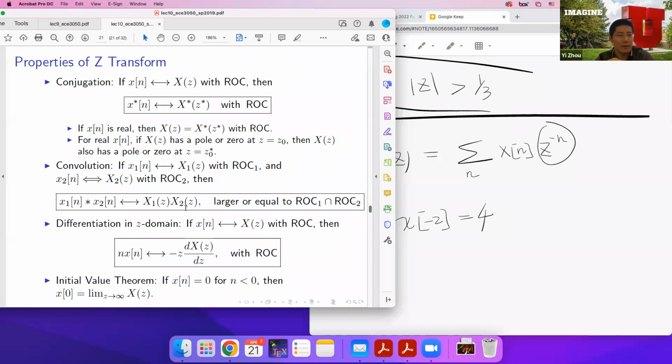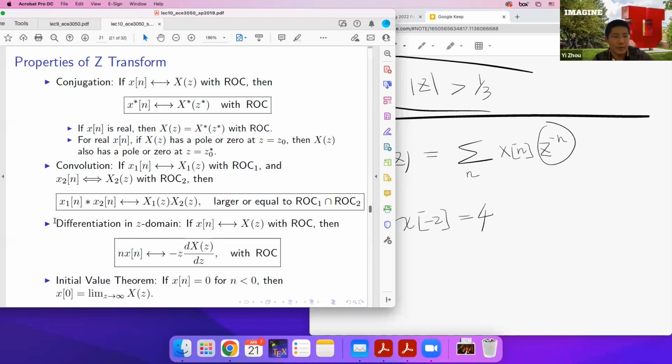And then this is the most important convolution property, right? Convolution in the discrete time domain becomes multiplication in the Z domain. So in this case, we can apply Z transform to analyze discrete time LTI systems.